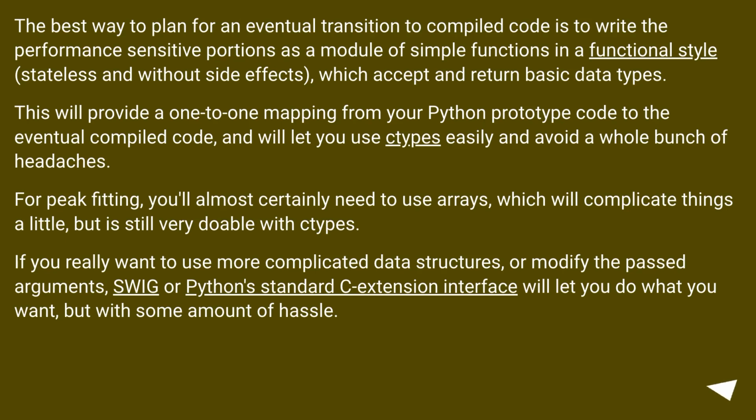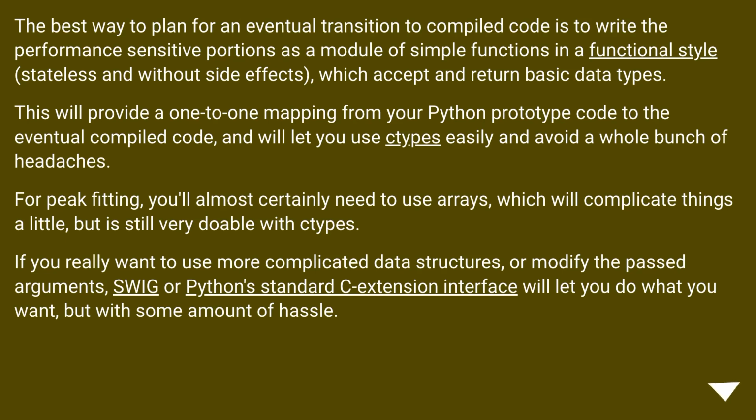The best way to plan for an eventual transition to compiled code is to write the performance-sensitive portions as a module of simple functions in a functional style, stateless and without side effects, which accept and return basic data types. This will provide a one-to-one mapping from your Python prototype code to the eventual compiled code, and will let you use ctypes easily and avoid a whole bunch of headaches.